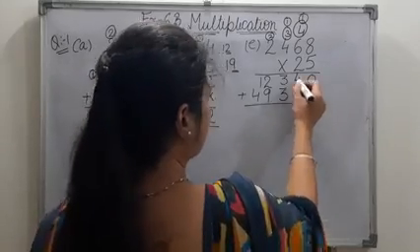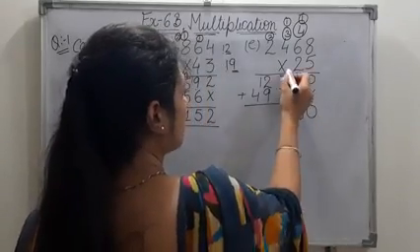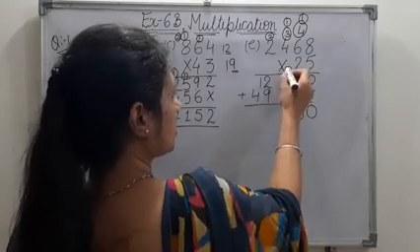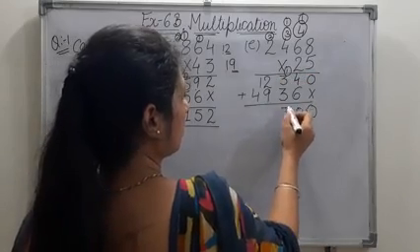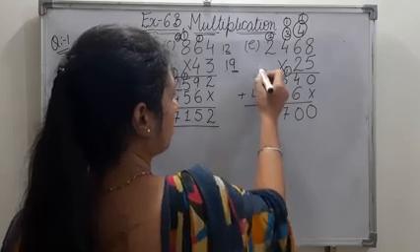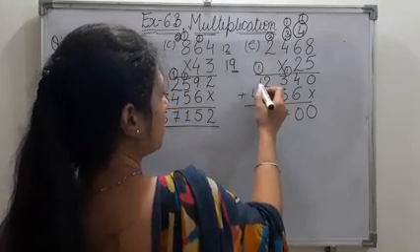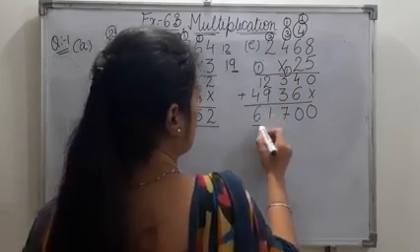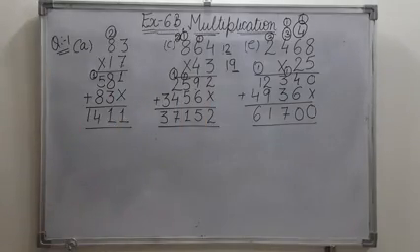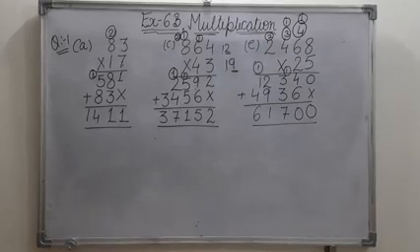0. 4 plus 6 is 10. 1 is carried over here. 3 plus 3 is 6. 6 plus 1 is 7. 9 plus 2 is 11. 1 is carried over here. 4 plus 1 is 5. 5 plus 1 is 6. Our answer is 61,700. Okay.